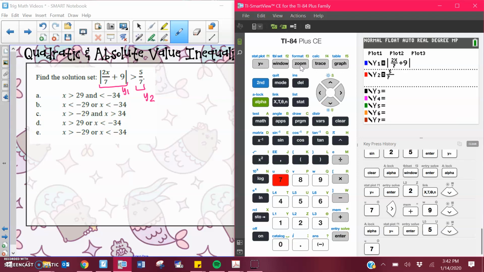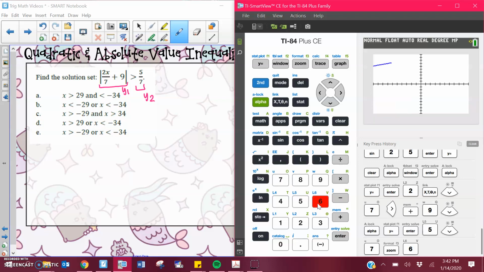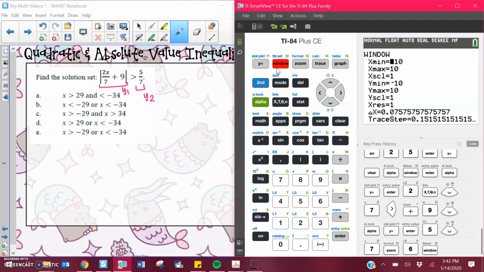And again, if your window's not set right, if you changed your window at any point, if you zoom 6, it's going to make it back to the normal window, and hopefully you can see everything that you want to see. And surprise, I can't. If I look at my answer choices here, they're much bigger than my screen. My window right now is just set for a 10 by 10, but these answers are in like the 20s and the 30s, and they're negative. So you can zoom out, that's fine. I don't like to just zoom out because I can't see everything.